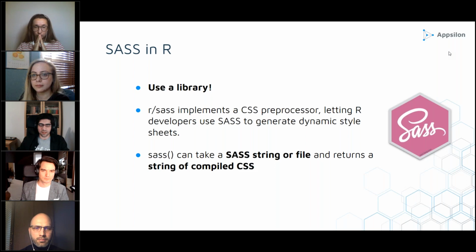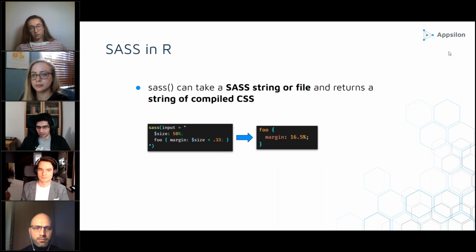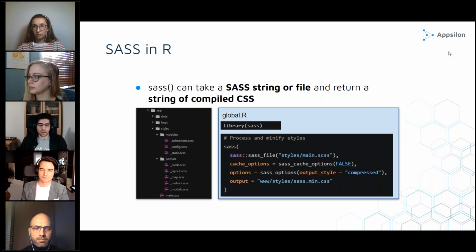In general, the package gives you one big function called sass. This sass function can take either a string or a full file and just returns the CSS to you. So all of these techniques that we've been talking about, you now have access to them inside of R directly, without actually having to work outside of R files. The second way is that you can pass it a reference to a file.